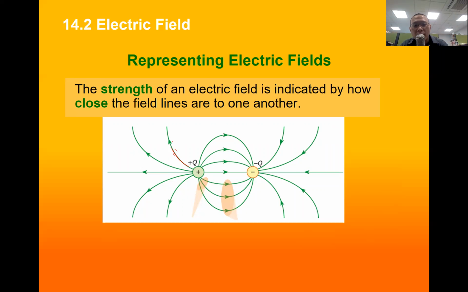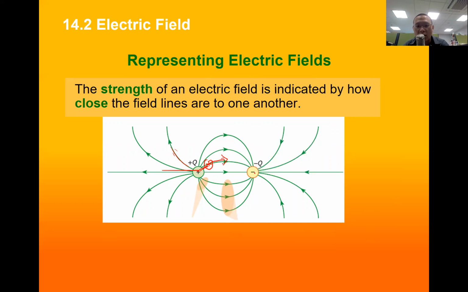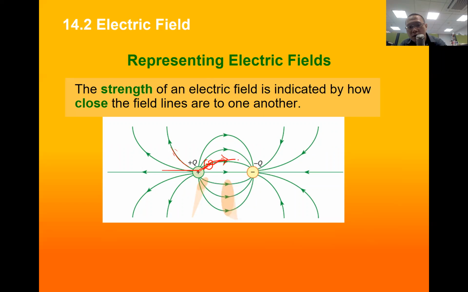For example, if I have a positive test charge here, you'll find that plus and plus repel, and you'll be pushed to the right. And when the positive test charge is moving to the right, the positive test charge and the negative charge, opposite charges, will attract each other because unlike charges attract. So you'll find that my positive test charge will actually move from the left to the right this way. So this is how I get the direction.